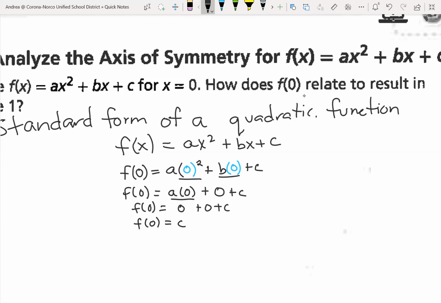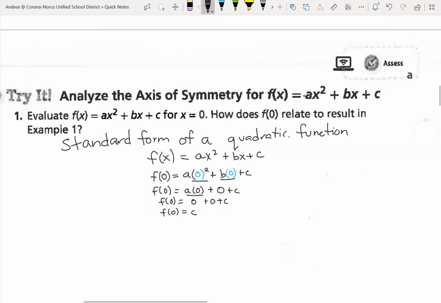Okay, what we've just proved is that when x is 0, the c value is always the y. Do we know what that's called when x is 0? It's a key feature of a graph. Not the origin, because origin would be when x and y are both 0. What we just proved is that the c value is the y-intercept, where it crosses the y-axis.